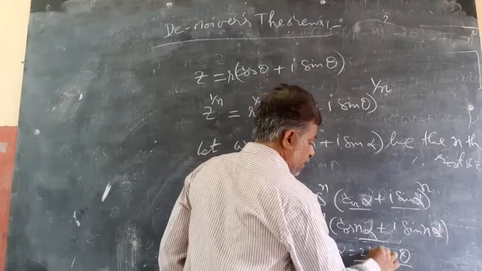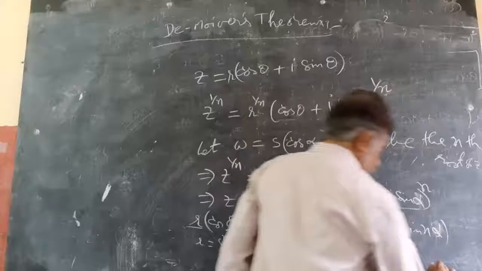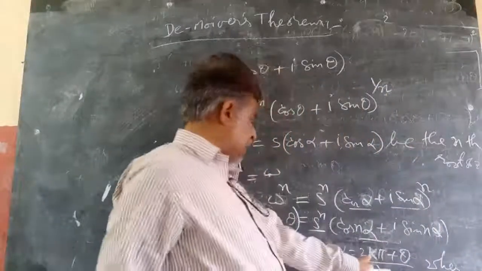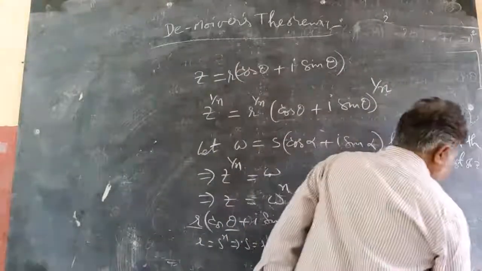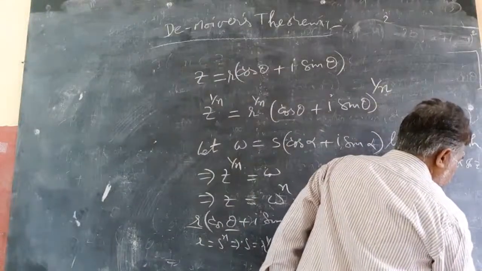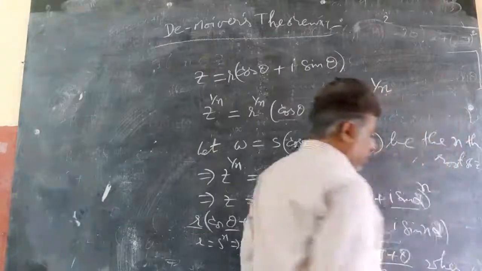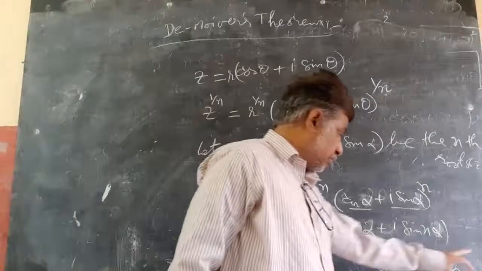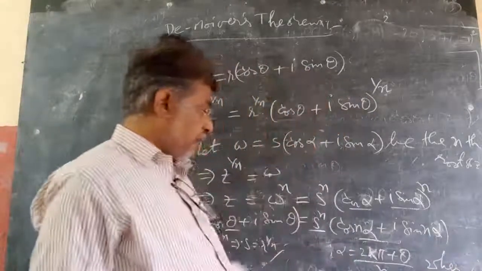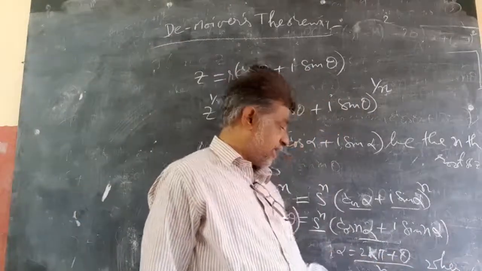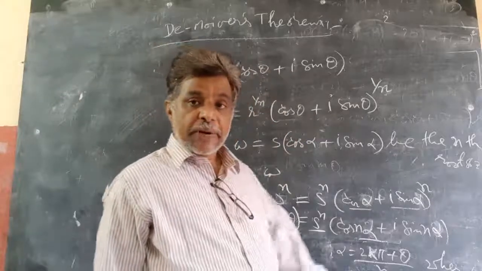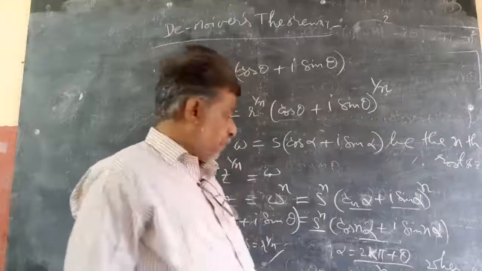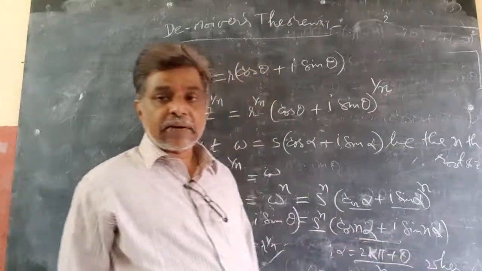General solution I am writing. Since n is already there, I am taking another integer k, where k equal to 0, 1, 2 and so on till n minus 1. So k varies from 0 to n minus 1. So alpha equal to 2k pi plus theta by n. This is the general solution of cos theta equal to cos alpha, sin theta equal to sin alpha.